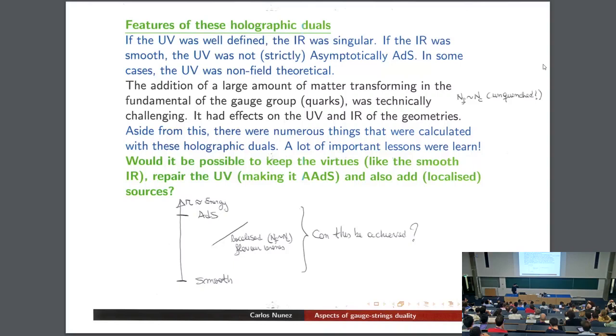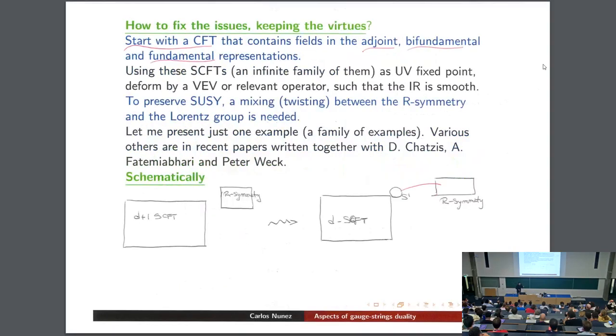So the question in this talk is whether it would be possible to keep the virtues of these systems, namely a well-defined IR, repair the UV, making it asymptotically AdS, and also add localized sources. So this is what I'll try to discuss, how to do this in one example. The idea is how to fix the issues I was mentioning, keeping the virtues.